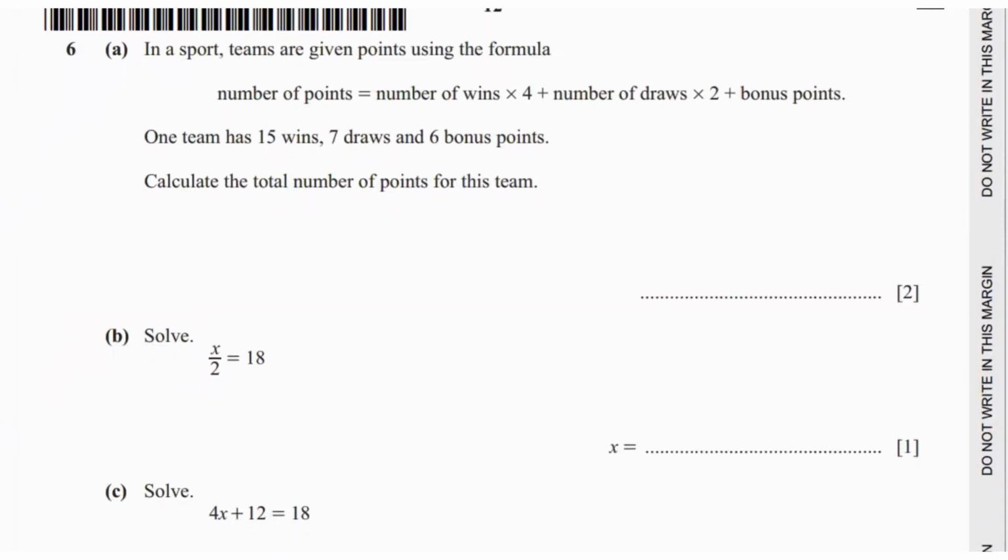Question 6. Four teams are given points using the formula: number of points equals number of wins times 4 plus number of draws times 2 plus bonus points. One team has 15 wins, 7 draws, and 6 bonus points. Calculate the total number of points for this team. Let's substitute the values. Number of wins 15 times 4 plus number of draws 7 times 2 plus bonus, which is 6. That is going to give us the answer of 80. Number of points are 80 for this team.